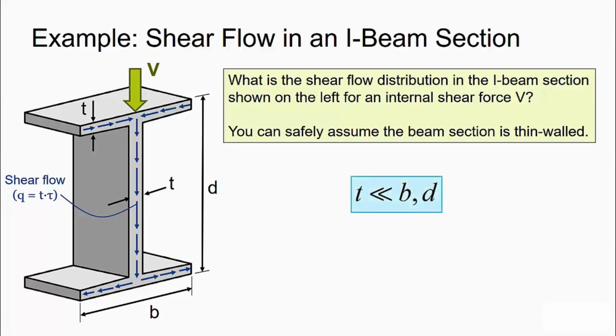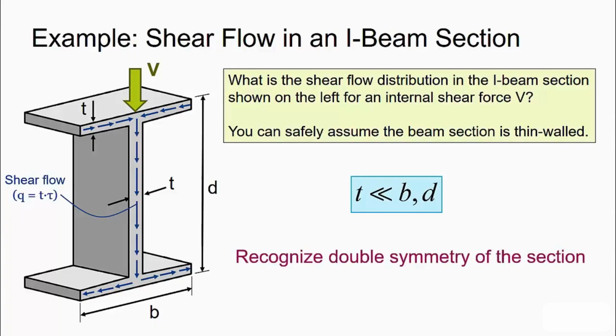And because the problem is thin-walled, it is safe to assume, although we do not have the magnitudes of the dimensions, that t is much smaller than the height or width of the cross-section. It is also important to recognize that the problem is double symmetric. This will come in handy because we only need to solve for the shear flow distribution in 1/2 of one flange and 1/2 of the web, and then we know the distribution in the other parts due to symmetry.